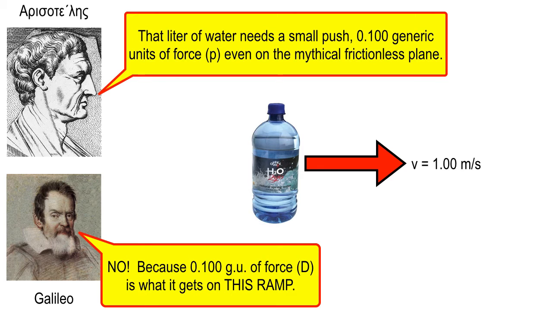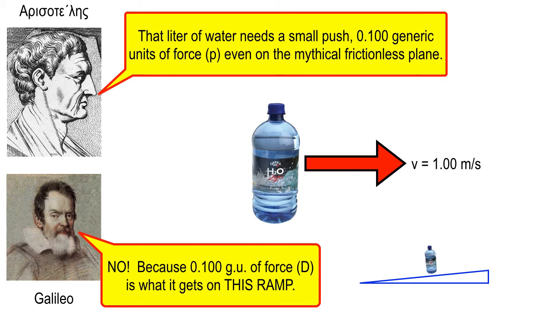And in this specific example, to counter Aristotle's contention, 0.100 generic units of force, and only that, Galileo would say no. Because 0.100 generic units of force is exactly what you get when you're going down a ramp of this shape. He said, I can design a ramp that's the downhill component of the force on a liter bottle of water. All right? And in the diagrams in the textbook, that's the vector labeled D for downhill, down the ramp.